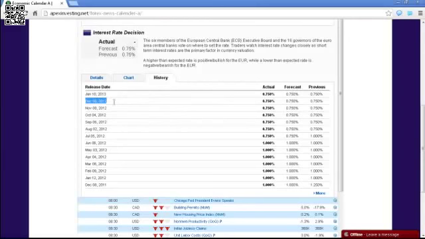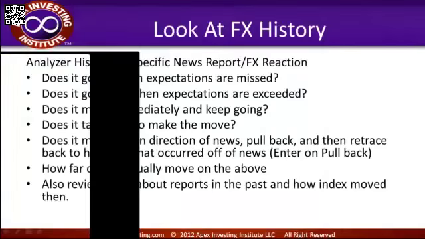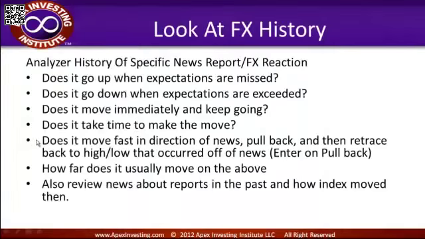And then you can look at the date right here. What date was it actually released? And it'll be released at the same time. So look at the date and the time. That'll allow you to go back on charts and see how the FX market actually responded to that news announcement. And you can usually find out what the best one to trade is by doing that. Did it go up or did it go down when it met expectations, or if they were missed? Did it go down if the expectations were exceeded?